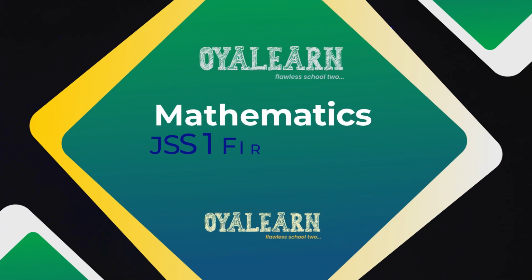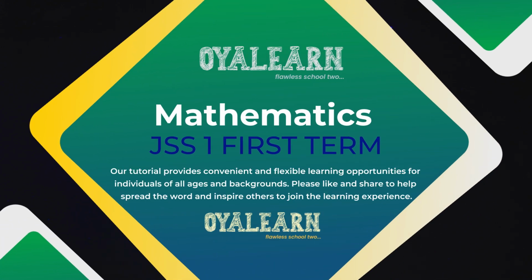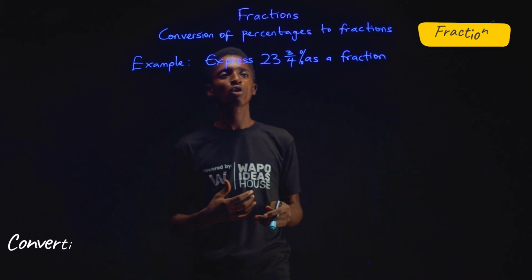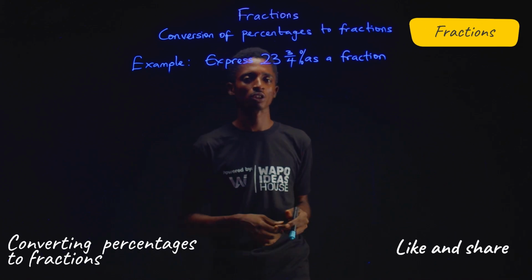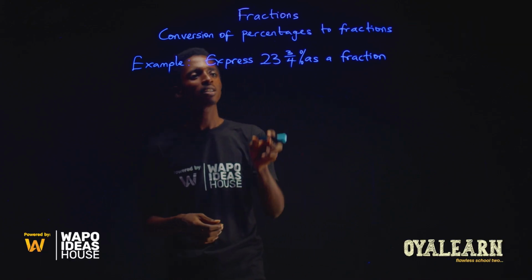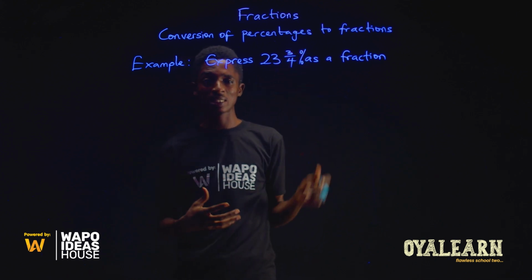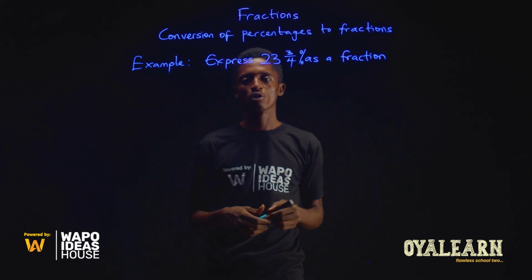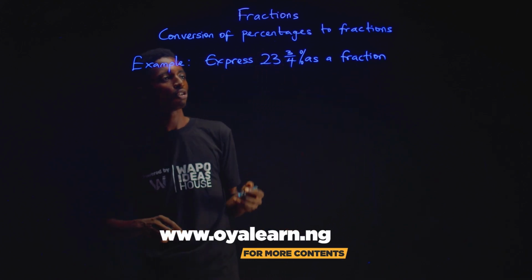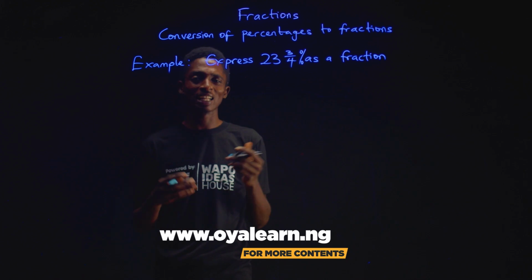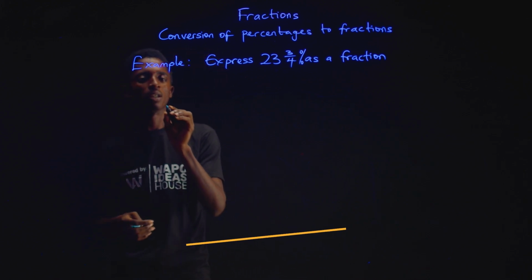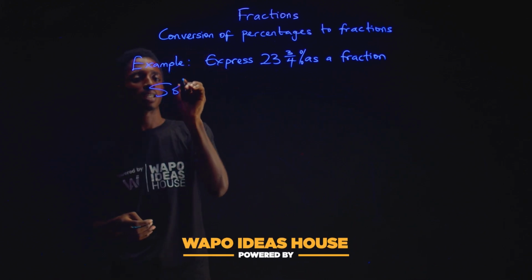Here is another example of how a question can be set requiring you to convert from percentage to a fraction. In this case, we are having 23 whole number 3/4% being converted to a fraction. To do this, we first make this an improper fraction. And to do that, let's write this down.